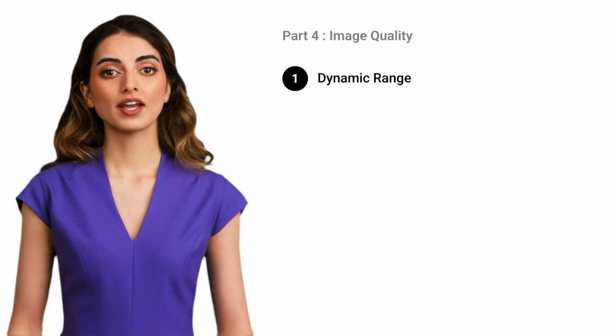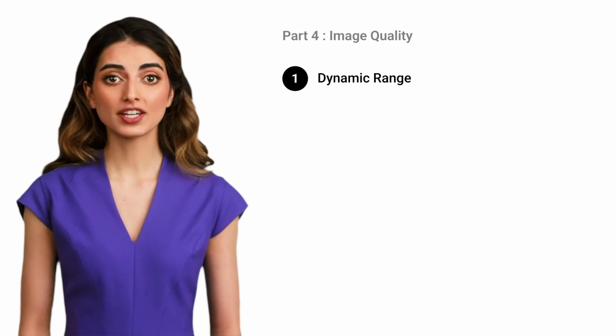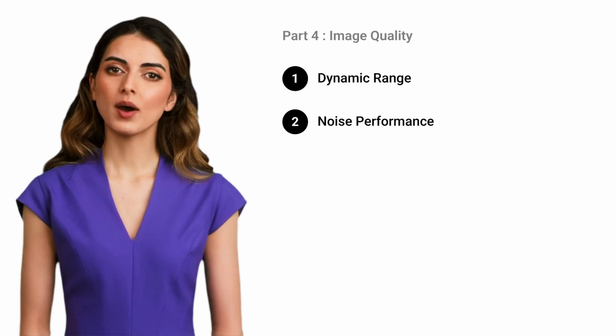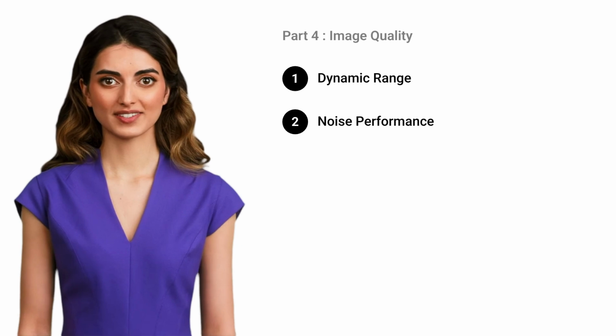We begin with dynamic range, which determines how well a camera captures detail in bright sunlight and dark shadows within the same scene. Next, we examine noise performance, including how image noise and motion blur can reduce clarity, especially in low light or moving conditions.